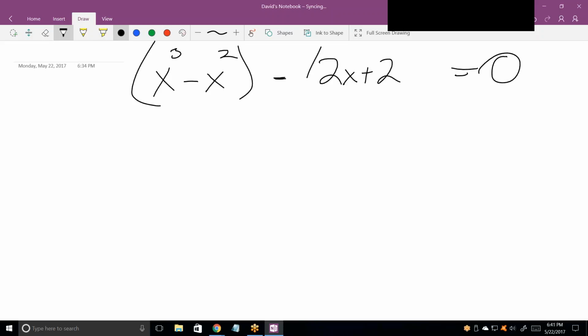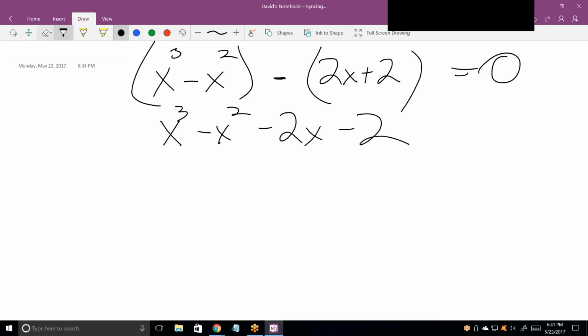But if I were to do that, that's different. That's not what I started with. What this becomes is x cubed minus x squared minus 2x minus 2. That's not what I started with. Let me erase those parentheses. That's what I started with.